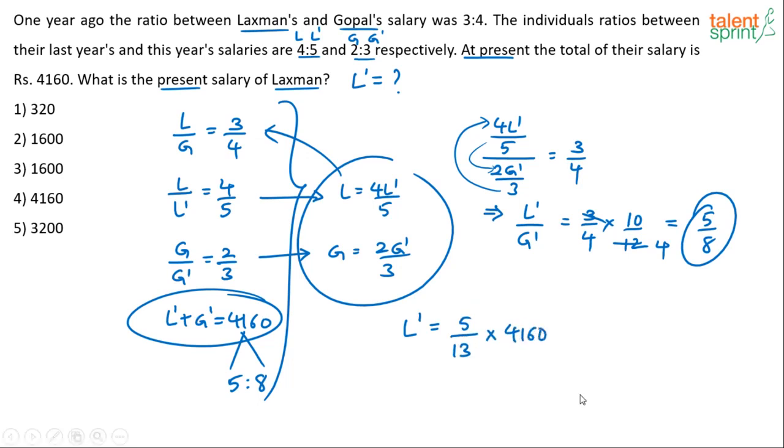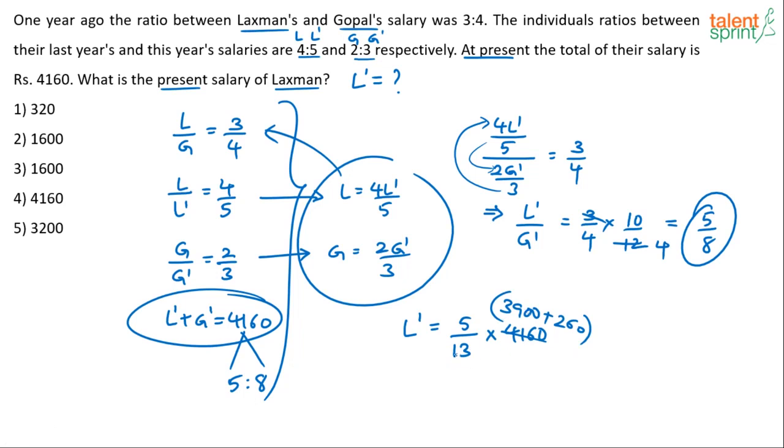Now simplify this again. See, it's clear that the answer is, okay. Simplify. What happens? See, 4,160, I would take it as 3,900 plus 260. Why am I taking 4,160 as 3,900 plus 260? Because I'm dividing it by 13. I want the numerator in terms of the denominator.